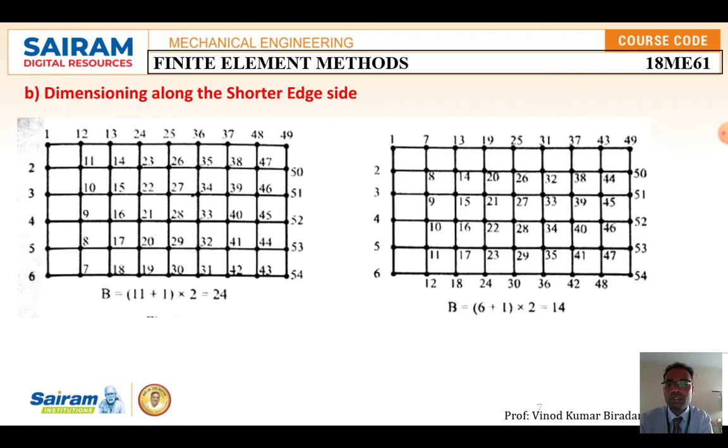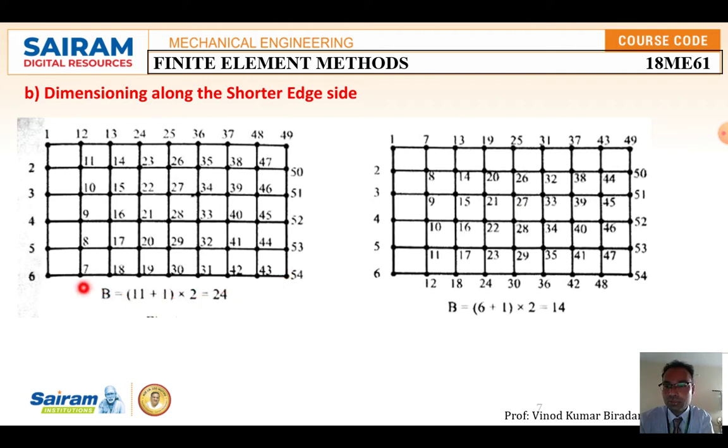Okay, similarly the shorter edge. Again here, this is the longer edge, this is the shorter edge. Again the same way, 1 2 3 4 5 6 7 8 9, go on giving the node numbering where the joints will be on the shorter edge side. Again the formula is b is equal to d plus 1 into f. Again it is a 2D problem, so f is equal to 2, and d is equal to what here? 11.